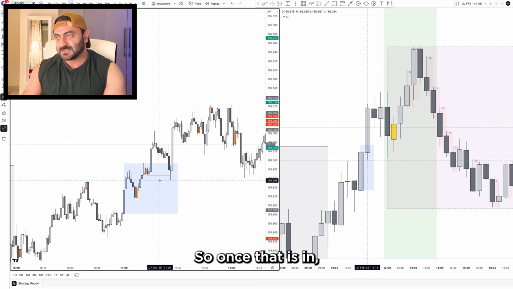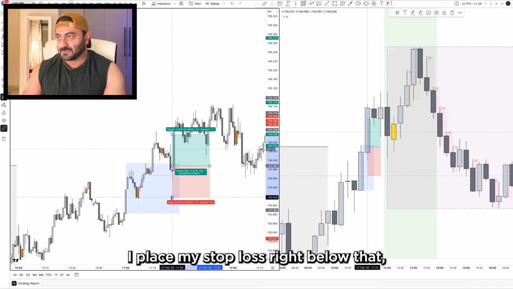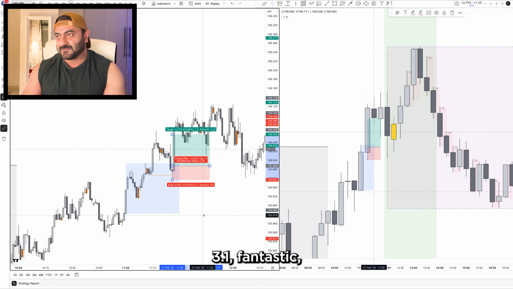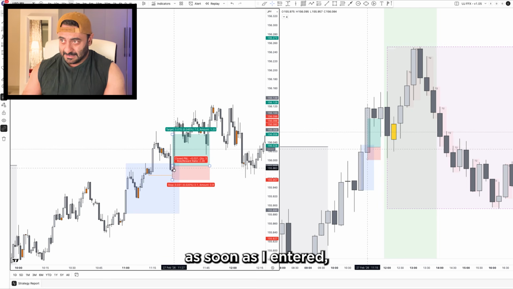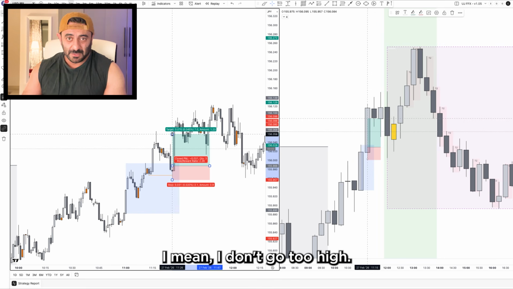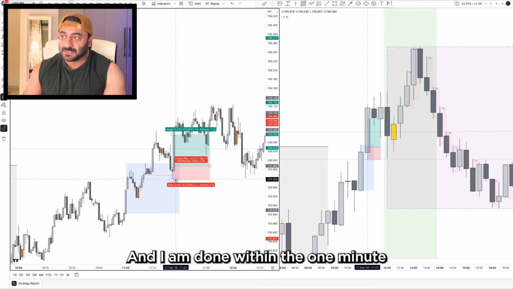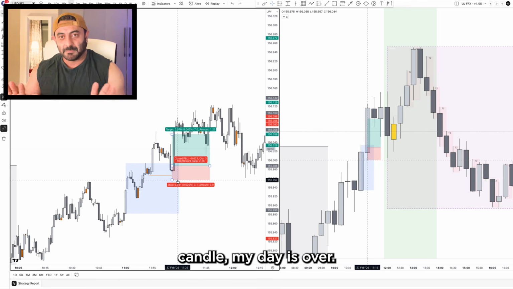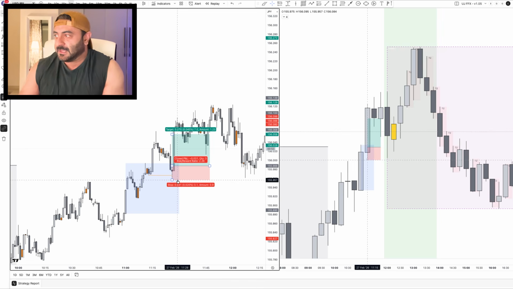So once that is in, what I do is I place my long stop order. I place my stop loss right below that, 3.1, fantastic. And look at this, beautiful. As soon as I entered, the very next candle just gave me my return. I mean, I don't go too high. I go to 1 to 2, 1 to 3, and that's my return right there. And I am done within the 1-minute candle. My day is over. This is how simple it needs to be.